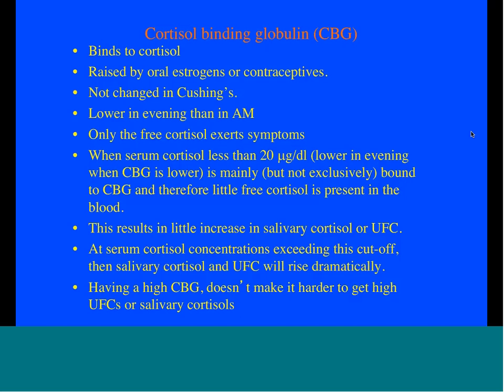As the serum cortisol exceeds this cutoff, greater than 20, the salivary cortisol will go up and the urinary free cortisol will rise dramatically. Many people don't really understand that having a high CBG doesn't make it harder to get high UFCs or salivary cortisols. It just means that when you do the calculations, the urinary free cortisol and the salivary cortisol are still high, but it's based on the free cortisol. So having a high CBG doesn't make it any harder to get these high.